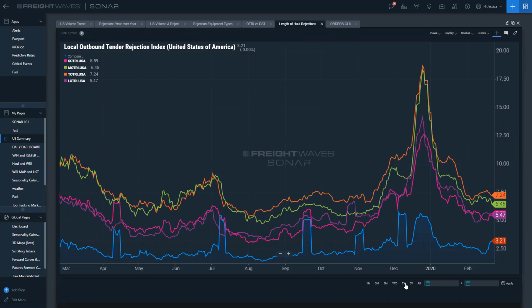So although you can see all equipment types, you can see a specific equipment type, or you can look at length of haul, volumes, and rejections to identify what specific mileage band might have a little bit more increased price pressure.